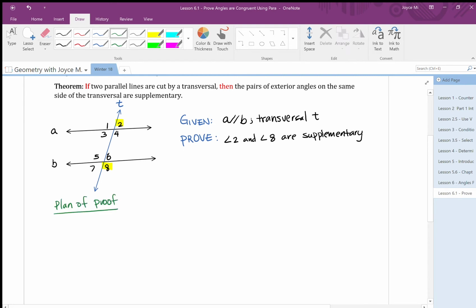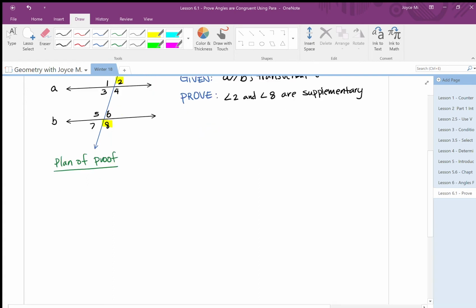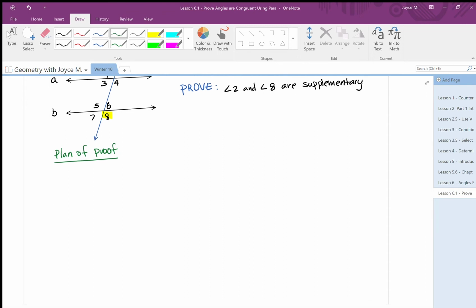So I need to show that angle 2 and angle A are supplementary. In other words, I need to show that when I add them, the sum of the measures of these angles should be 180. So at the end, my plan here, let me write a little detail. At the end, I want this: the measure of angle 2 plus the measure of angle A is going to give me 180. That's what I want.